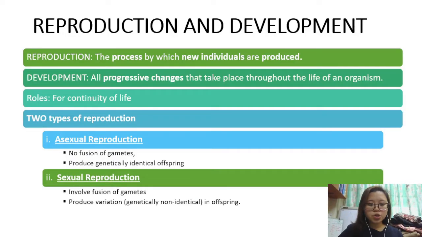Before we go into the nitty-gritty bits of it, I would like to go through very quickly what is reproduction and development. Reproduction, we can say, is the process by which new individuals are produced, and usually when we learn this in biology, we focus a lot on sexual reproduction, but as you can see down here, there are 2 types of reproduction. There is asexual and there is sexual reproduction. Development is the progressive changes that take place throughout the life of an organism.